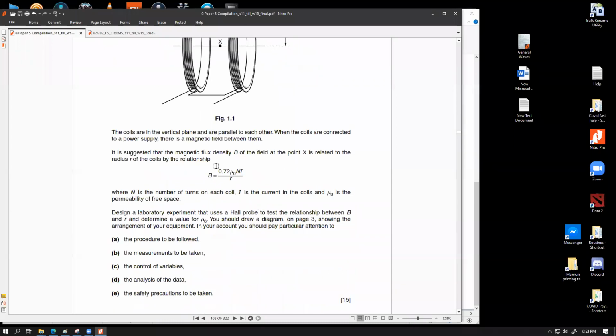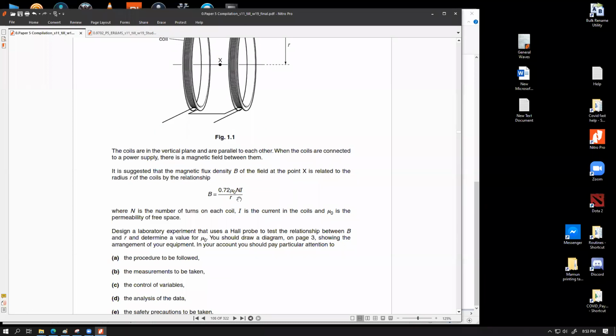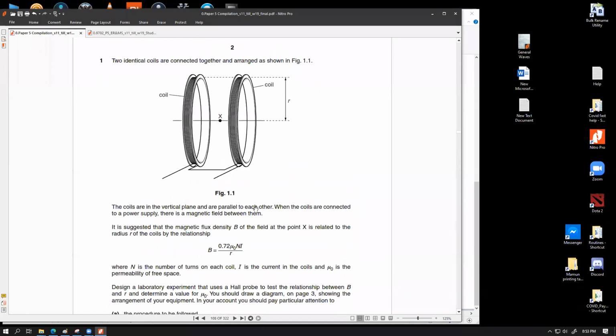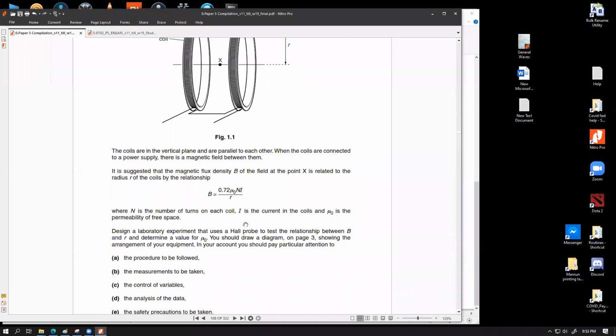Okay, the important part here is the variables. The independent variable is the radius of the coil, and the dependent variable is the magnetic field strength B. The control variables are the number of turns in the coil, the current in the coil, and the distance between the coils. This is very important. The distance between the coils is very important. All this is not mentioned here, but this has to be kept constant throughout the experiment for this measurement to be appropriate. And eventually it says to design a laboratory experiment that uses a Hall probe to test the relation between B and R and determine the value of mu naught.